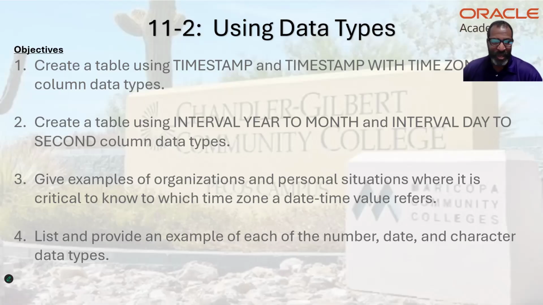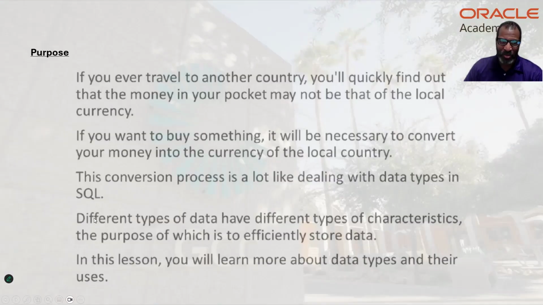All right. Create a table using interval year to month, interval date to second, column data. These are just column data types. Give examples of organizations. So yeah, these objectives are interesting, but we know the general data. So these are some of the special cases. Let's just think of it that way. This would provide examples of each, the number, date, and character data type. So that should have been the first objective in my mind, but let's move on.